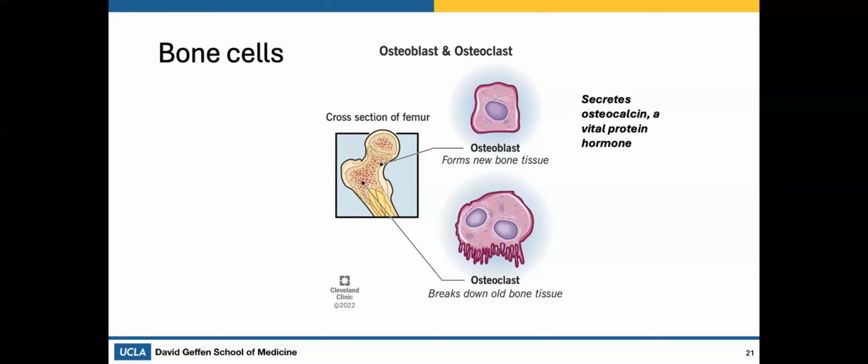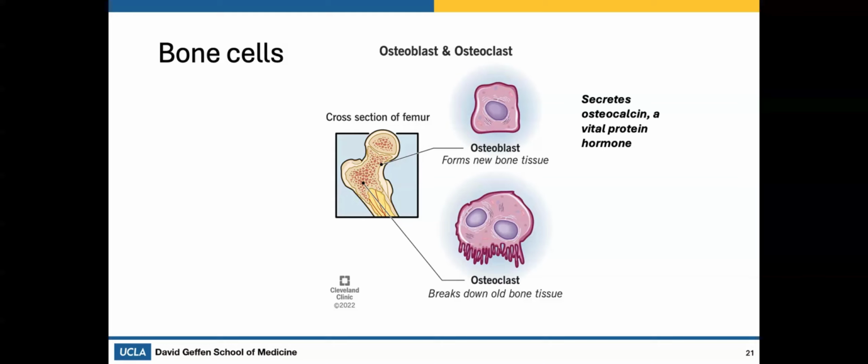Osteoblasts, that's the top cell on the top of the screen. These cells are involved in forming new bone and also repairing existing bone. They release bone matrix, which helps fill the gaps in the bone tissue.